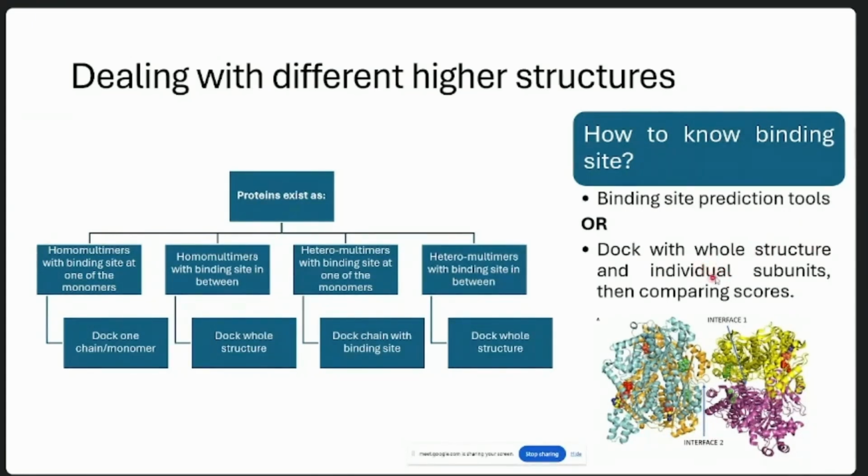If, for example, it was most favorable at subunit A, not subunit B, then probably the binding site is at subunit A, so we dock subunit A.